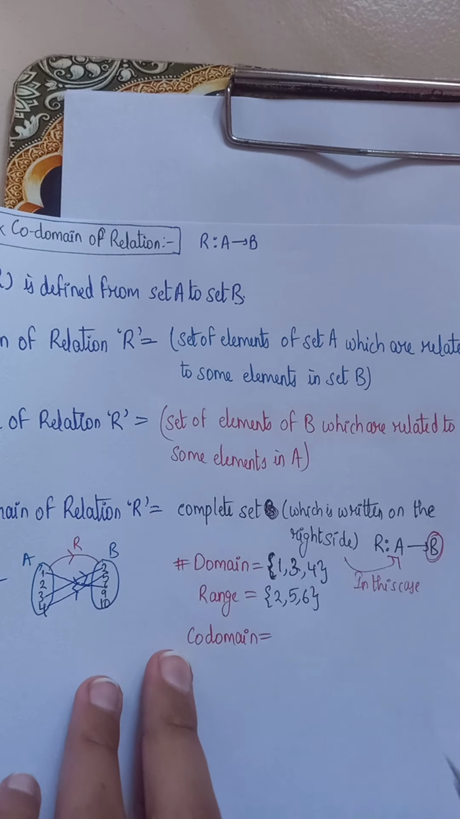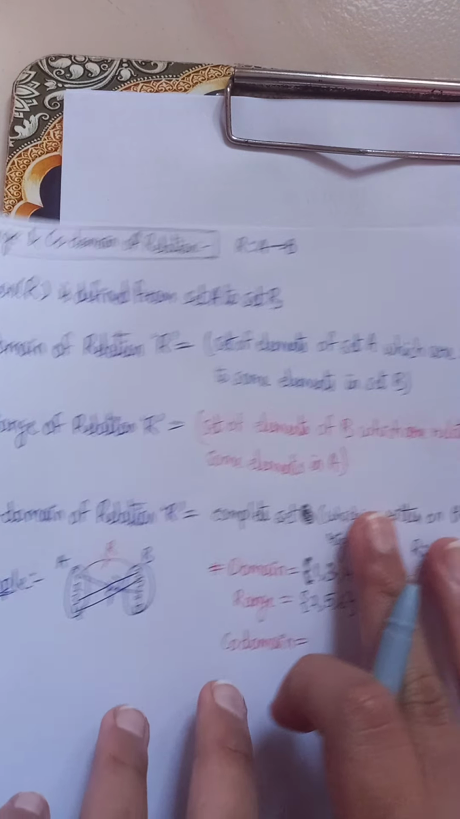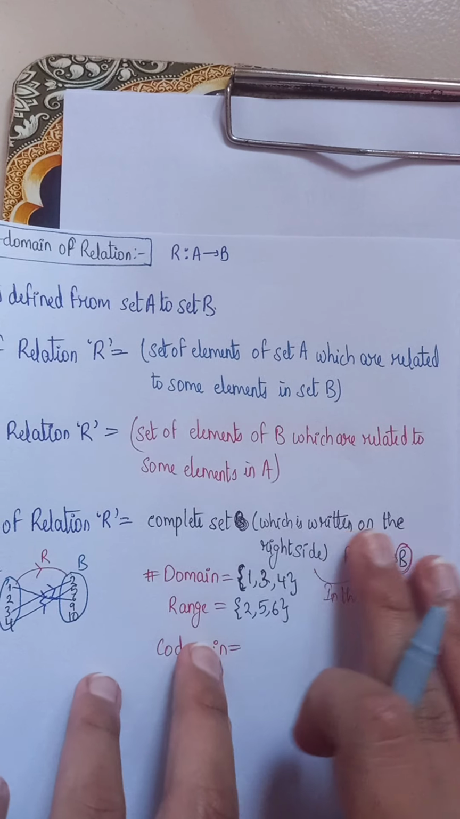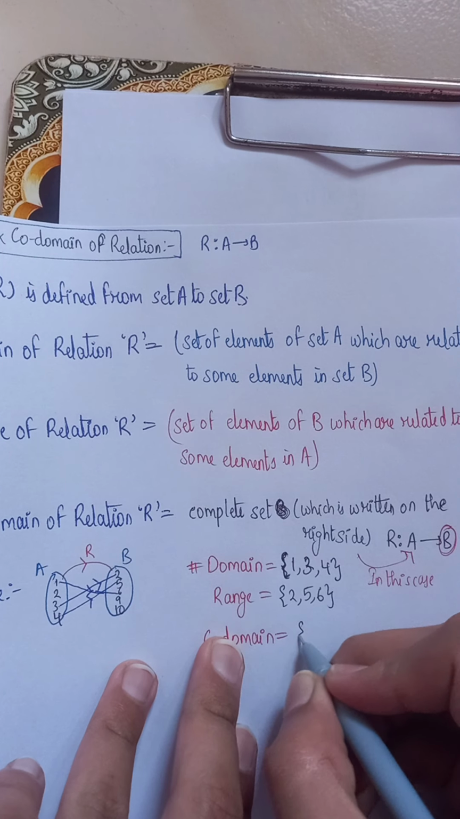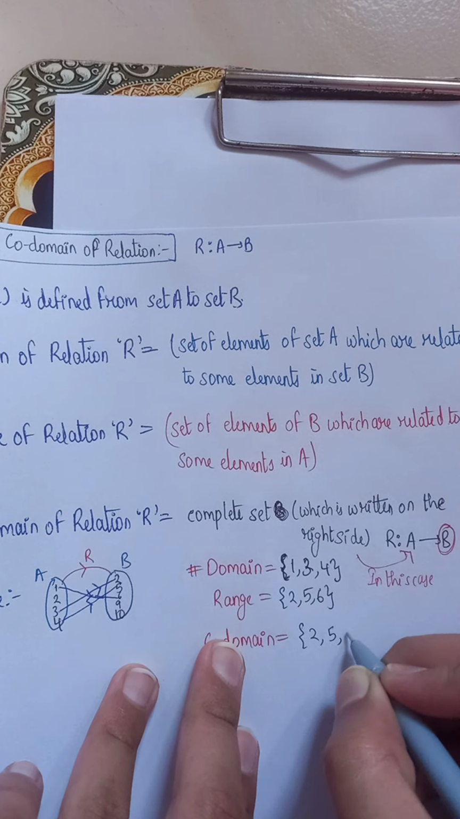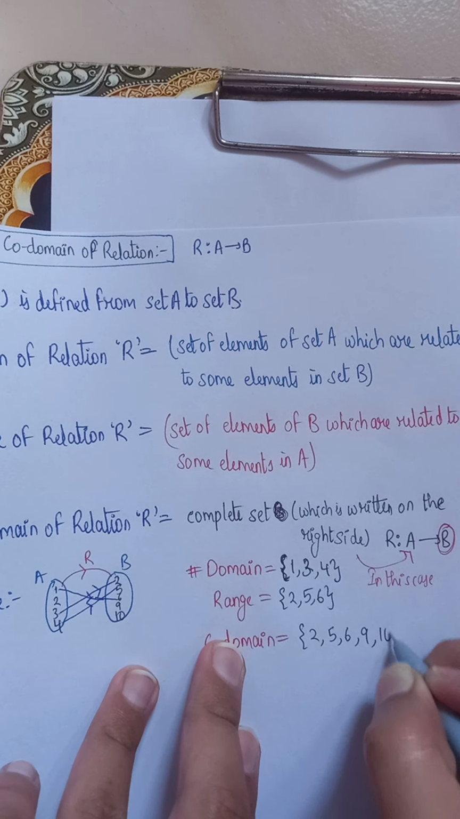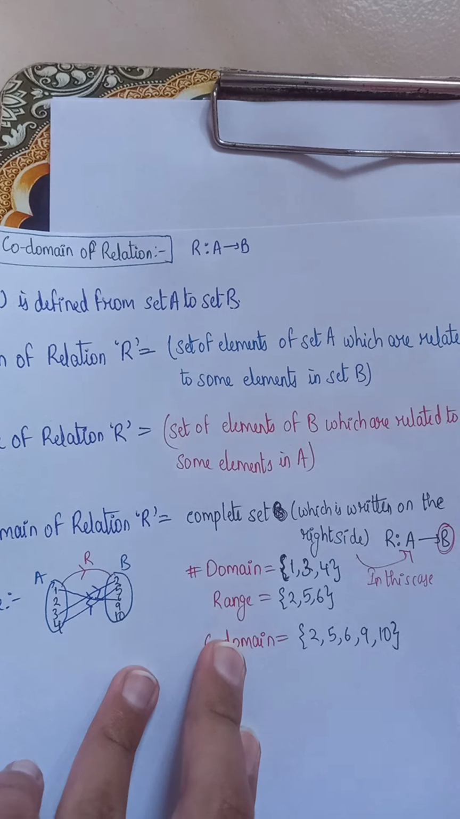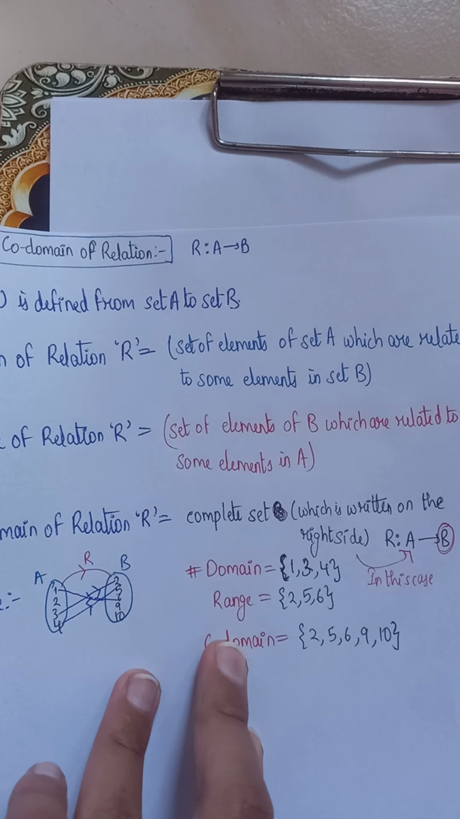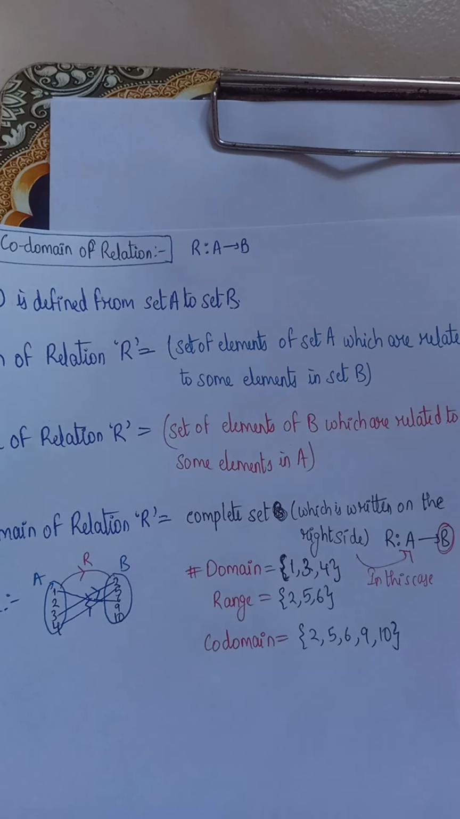Okay, so what is the codomain? Codomain is the complete set which is written on the right side. B is written on the right side. So we write the complete set, that is 2, 5, 6, 9 and 10, as the codomain of this relation. So that's how you solve this one.